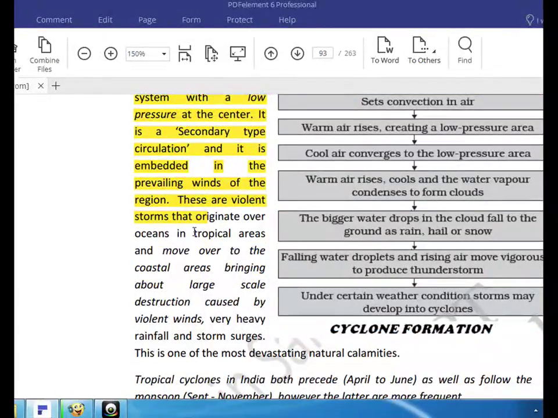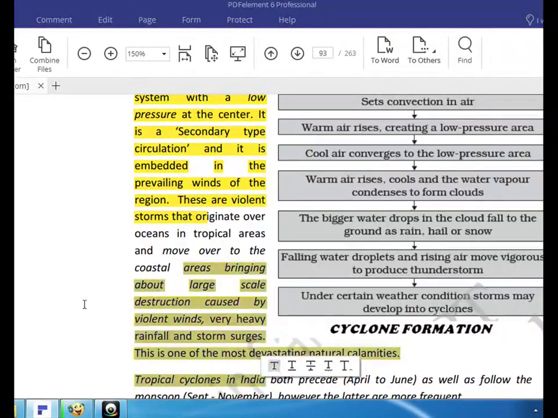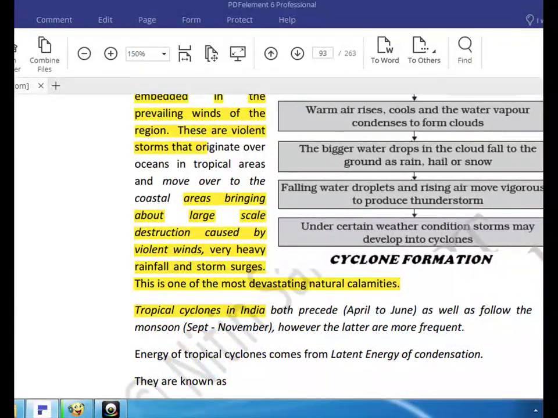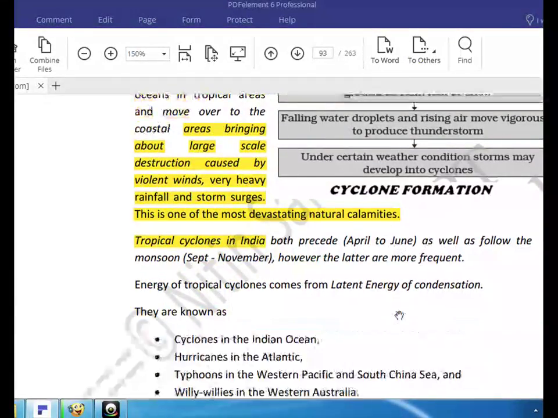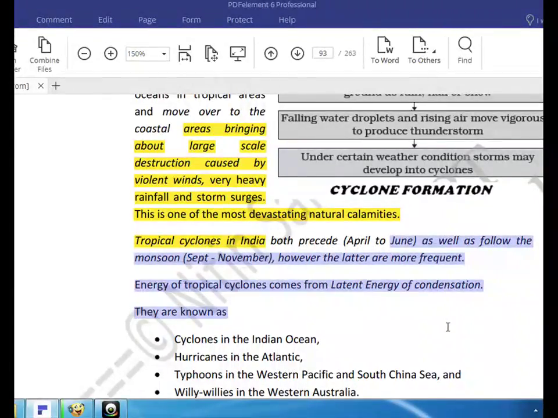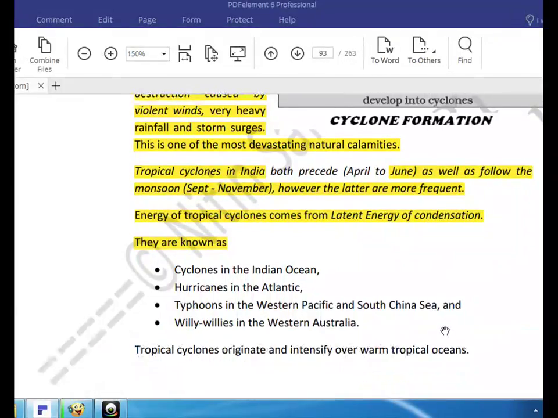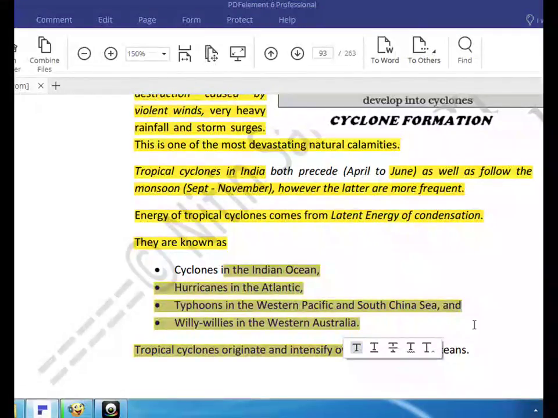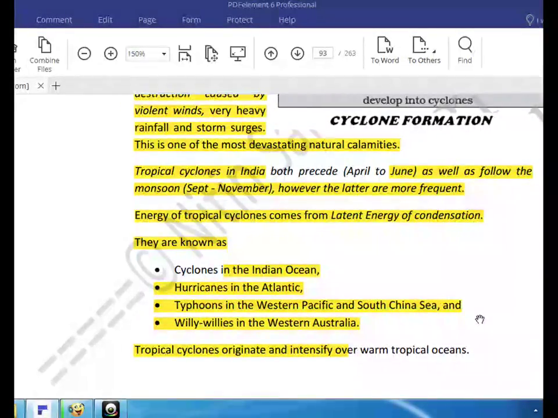These are violent storms that originate over oceans in tropical areas and move over to the coastal areas, bringing about large-scale destruction caused by violent winds, very heavy rainfall, and storm surges. This is one of the most devastating natural calamities. Tropical cyclones in India both precede the monsoon, April to June, as well as follow it, September to November. However, the latter are more frequent. Energy of tropical cyclones comes from latent energy of condensation. They are known as cyclones in the Indian Ocean, hurricanes in the Atlantic, typhoons in the western Pacific and South China Sea, and willy-willies in western Australia.